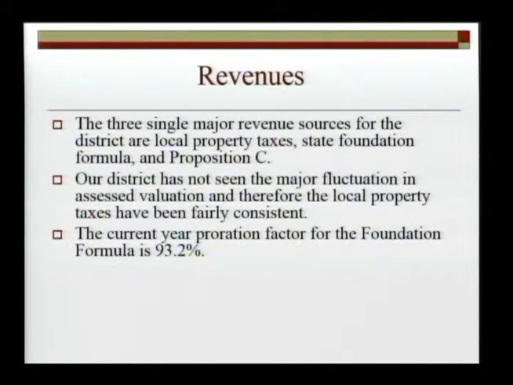The foundation formula, which is our single largest revenue source, of course, is the money we receive from the state. Right now, we are being paid on the foundation formula at a proration factor of 93.2. We had budgeted 92.6. So as you can see, that's a little bit greater than what was in the original budget.